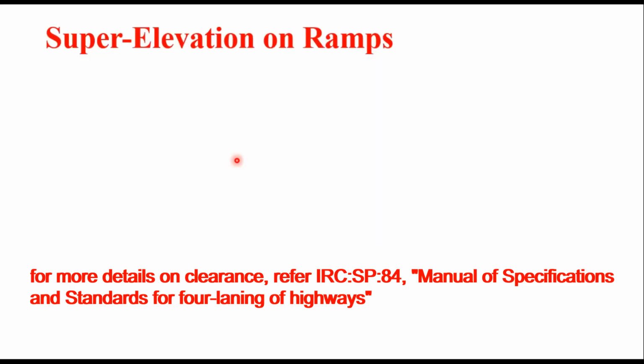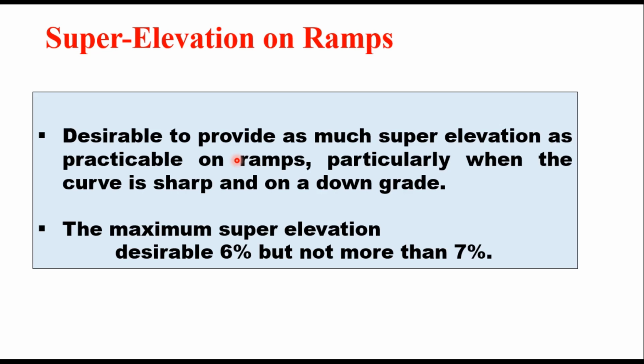Next is the superelevation, and it is desirable to provide as much superelevation as practicable on ramps, particularly when the curve is sharp on downgrade. But the maximum superelevation is limited to 7% as in the case of a normal highway, and it is desired that the maximum value of superelevation be capped at 6% only.